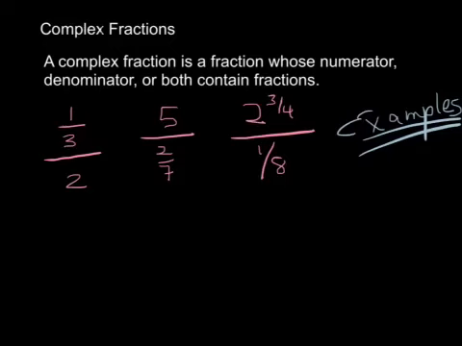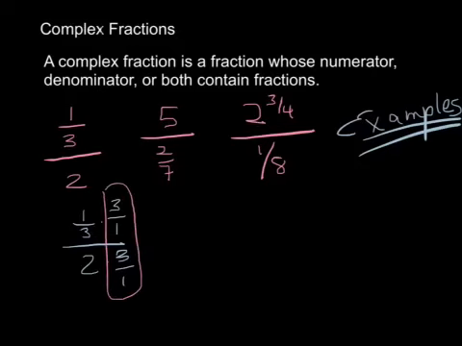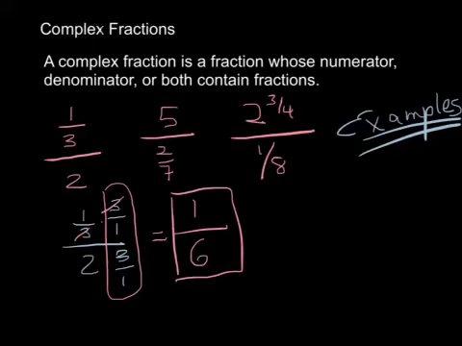So, for example, to simplify 1/3 over 2, we're going to multiply this numerator by 3 over 1, which is the reciprocal of 1/3. And we're also going to multiply our denominator by 3 over 1, because 3 over 1 over 3 over 1 is equivalent to 1. So when we do this, our numerator becomes 1, and our denominator becomes 6. Thus, 1/3 over 2 simplifies to 1/6.